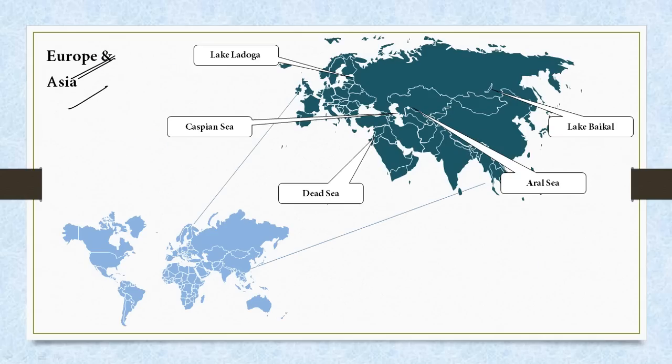So next, in Europe and Asia, we have Lake Baikal, which is located in Siberia in Russia. It is the deepest lake in the world, almost 1,600 meters deep. And it is the world's largest lake by volume, and it is the second longest.